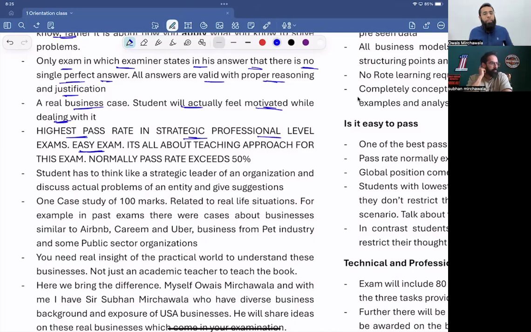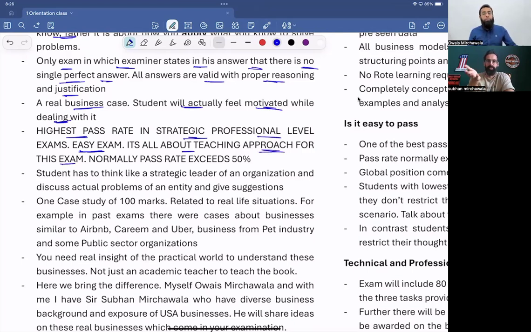You can also perform in the exam because it's a real business case and you have to develop your arguments there and there. So what we will be doing is that we will enhance your thought process. We will give you that concept of how you have to think like a strategic business leader, how you have to analyze the business problems. So it's all about teaching.